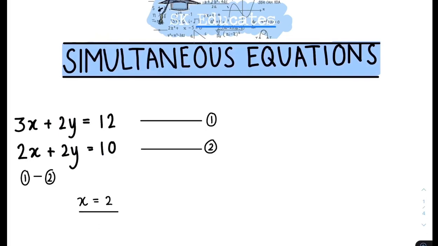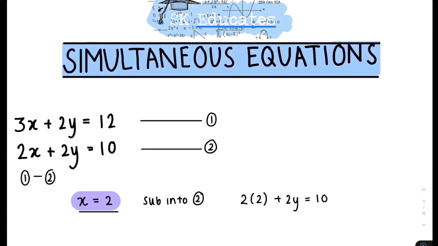Now that you've solved for x, you substitute this answer into either one of the equations to then solve for y. I'm going to pick equation 2, so I'm going to be subbing into equation 2. And when you do that, I'm going to get 2 multiplied by 2. All I've done there is replace the x with the 2 here. Plus 2y equals 10. And you just continue to solve it.